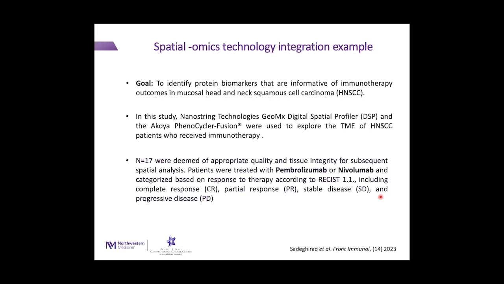They did both of these experiments on 17 patient samples. The patients were treated with pembrolizumab or nivolumab and categorized based on response to the therapy. They divided them into 4 categories, depending upon whether they had complete response, partial response, stable disease, or progressive disease.